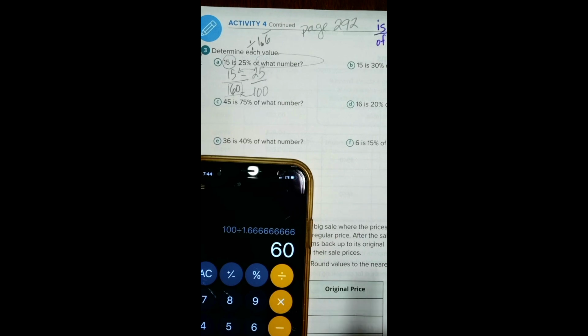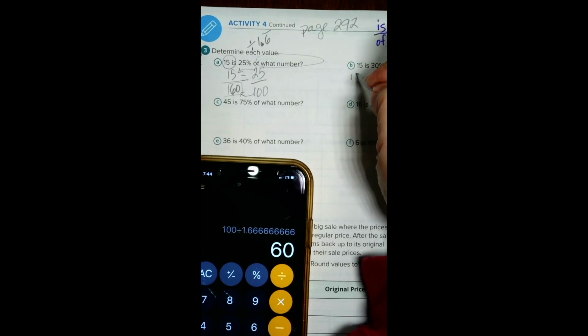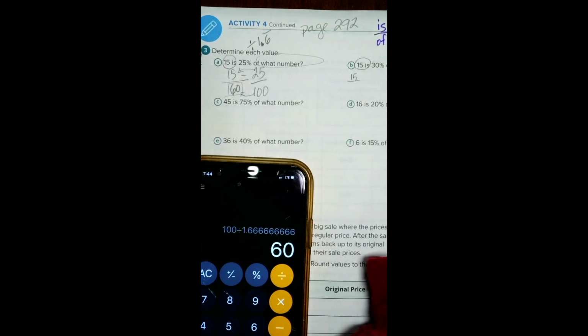Okay, let's set up the next one. 15 is 30% of what number? So 15 goes in our is position. 15 is 30% of what number? So how do I go from 30 to 15? This one's a little bit easier. We're doing a divide by 2. So we're going to do 100 divide by 2, so we get 50.